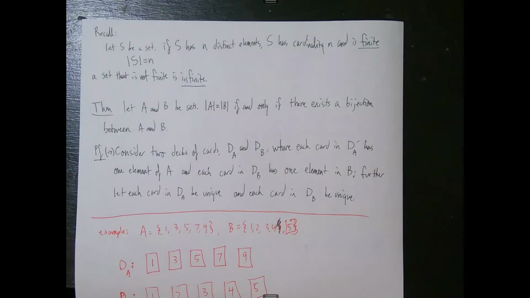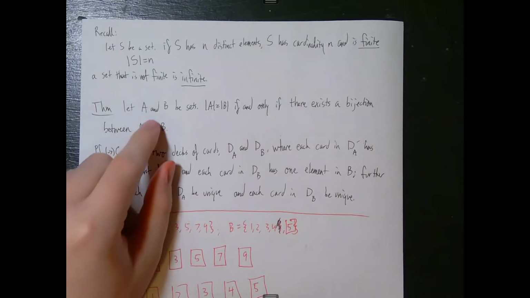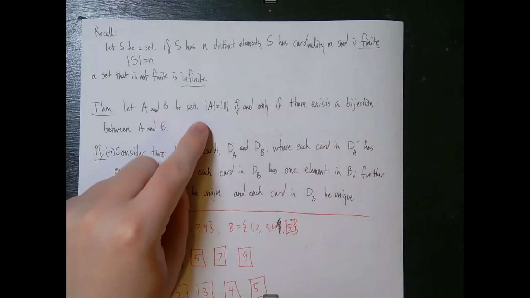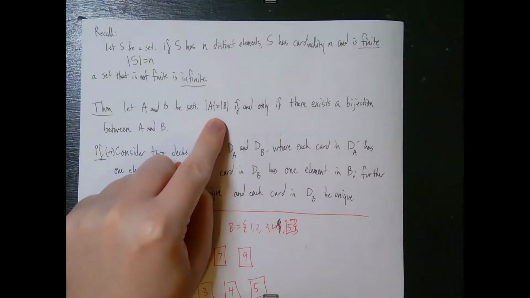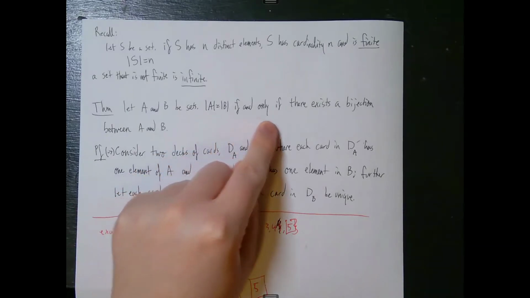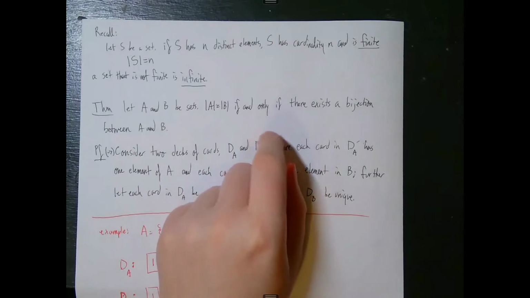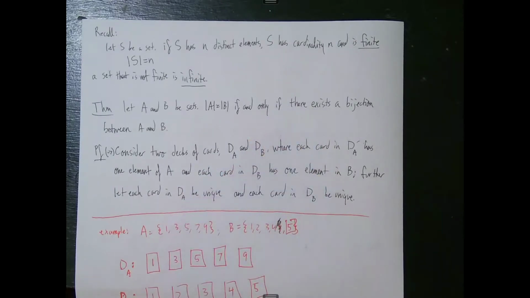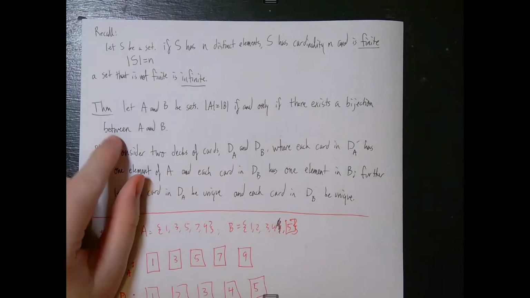So right away, we're going to look at our first theorem, which basically says we're going to let A and B be sets. The cardinality of A equals the cardinality of B, or A and B have the same number of distinct elements, if and only if there exists a bijection between A and B. So it's a bit of a doozy of a theorem. Basically, what I'm saying is that if we know that A and B have the same cardinality, then we are able to construct some bijection, at least one bijection from A to B or from B to A. I know that I used bijection between A and B.